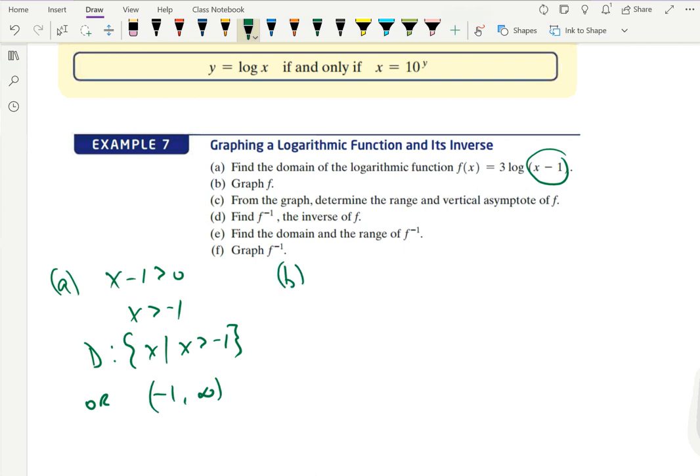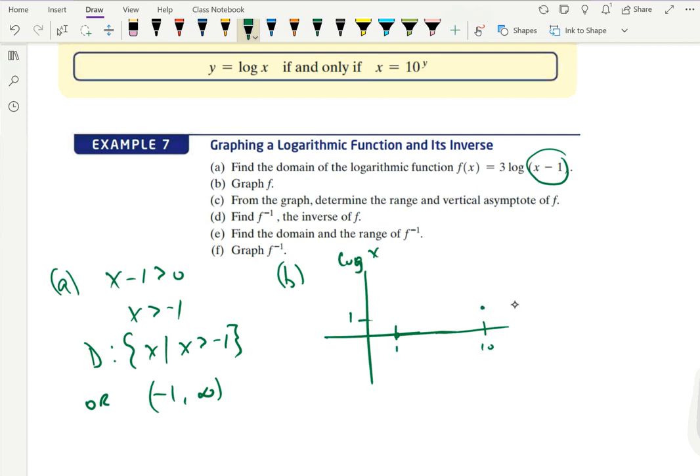Letter B, we want to go ahead and graph this function. Our parent function here is just the log. We're going to say our parent function is the log of x. That means we're going to go through 1, 0. We're going to end up going through our base at 1, so it's our base 10 at 1.